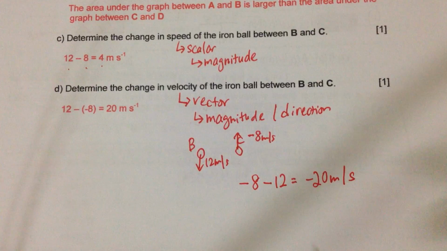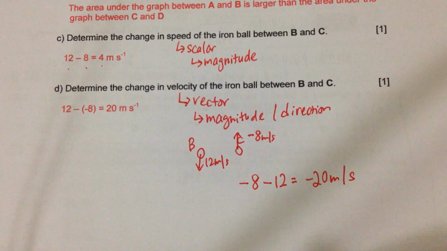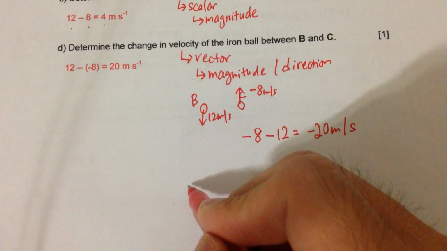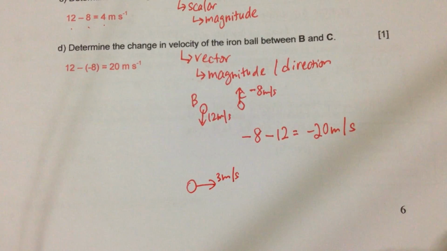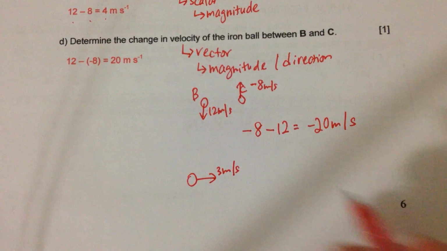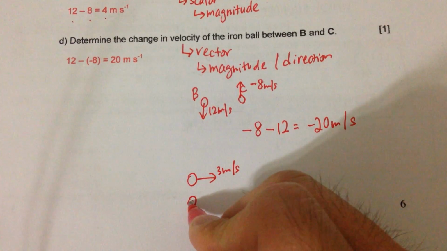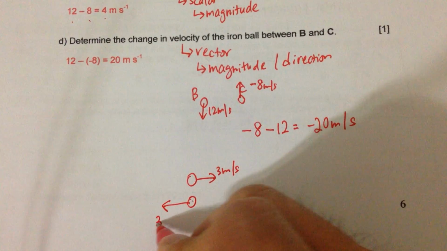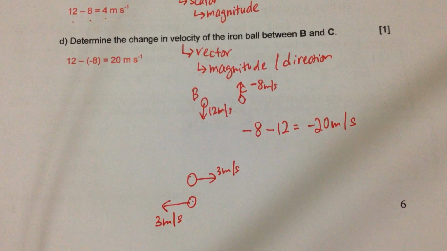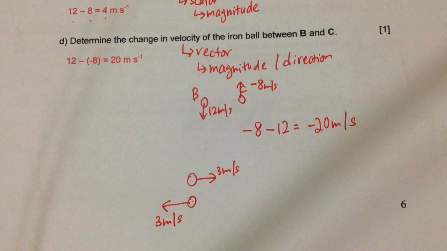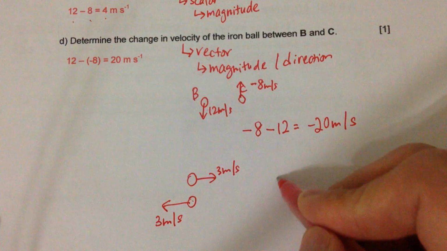Alright, if you still don't understand why this is so, I can give you a very simple scenario. Imagine an object is traveling at 3 meters per second towards you. You hit it so that it goes backwards to where it came from, and you hit it such that it has a speed of 3 meters per second. The question to you is, what is the change in velocity? You will tell me it's 6 meters per second.